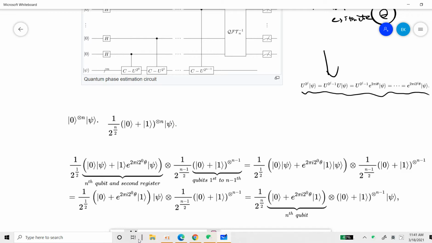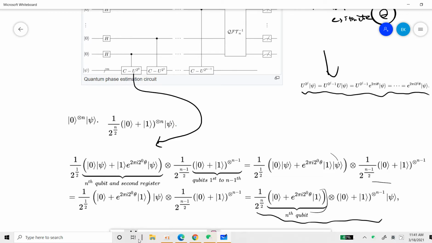All these steps are for the controlled U to the 2 to the 0. This gate acts on the n qubits, so it becomes this tensor with the rest, qubits 1 to n minus 1. These are all the same, so you can write it like this, and for this one it is this. Then you can expand it and pull out this side, and it becomes this. So this is the result.